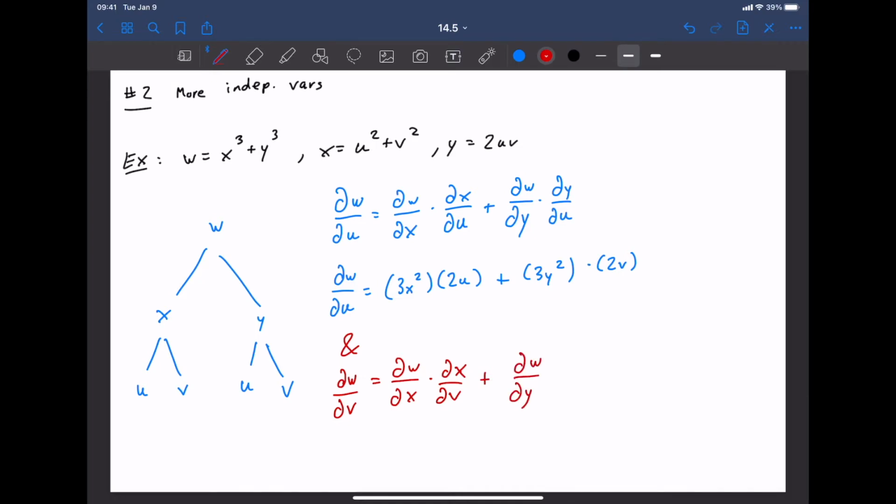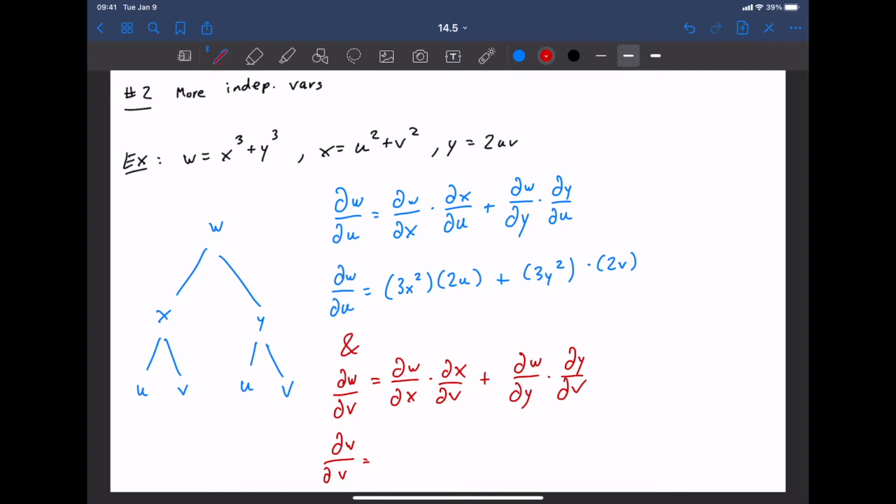y times how did y get affected by v. Once you write this formula down, you should be able to go at it yourself. So pause the video right now and try to give me this partial derivative. I really do not like how I'm writing my partials.